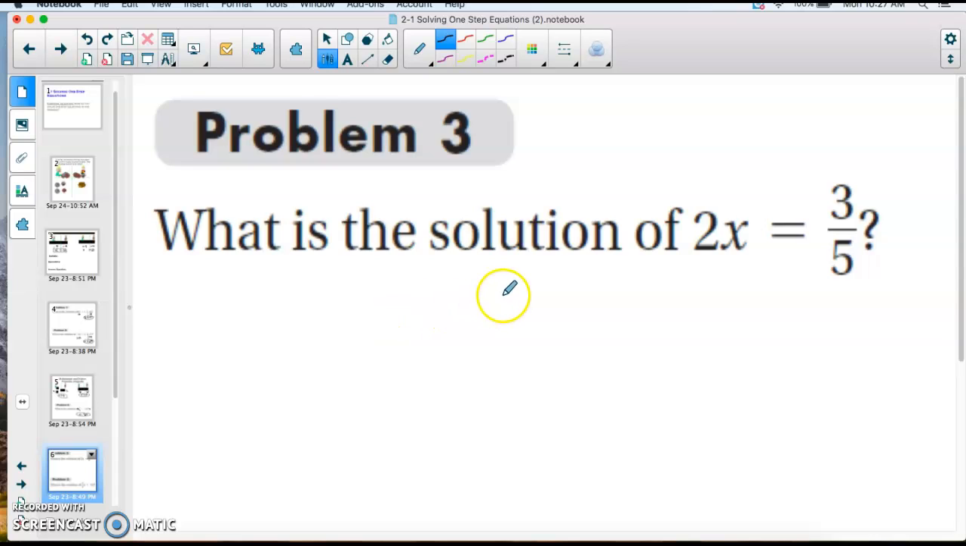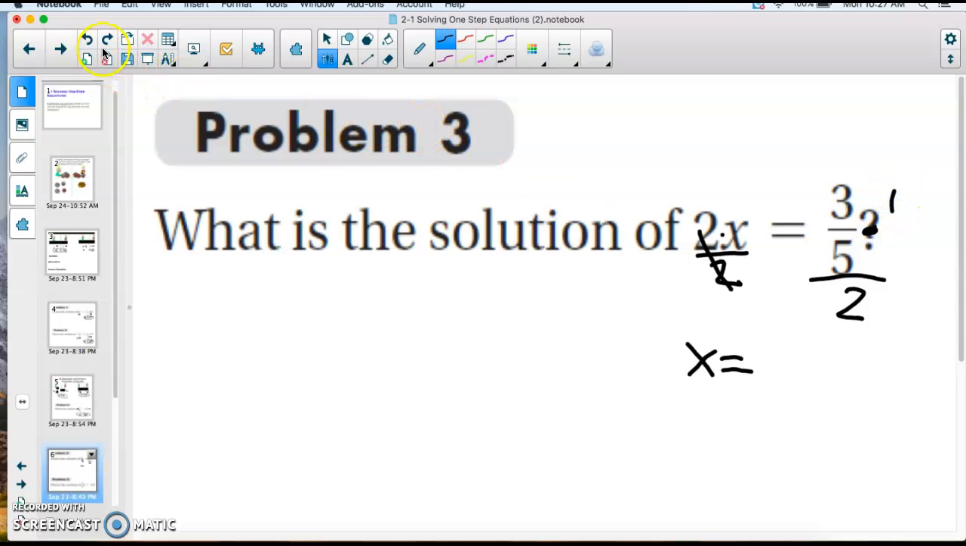Next problem here, just doing lots of problems. Oh, here we go. It looks complicated, but really let's just follow our rules, right? So we have 2 times x equals 3/5. This is 2 times x, so we need to divide by 2 to get x by itself. Okay, and we got x equals. Now, this is where it might seem like it's complicated.